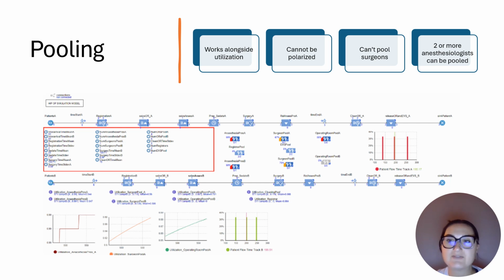Pooling didn't work as effectively as I would have liked. Here's a model example where Hipkins could only perform 3 surgeries a day with an increased patient flow time. Pooling is only useful if you can also add utilization or other methods. Pooling cannot be polarized or isolated in the HipOp case, and I wasn't able to pool surgeons as they needed to be assigned to the patients they consulted with originally. While I could pool anesthesiologists, they need to be there the entire surgical process, so this wasn't effective.